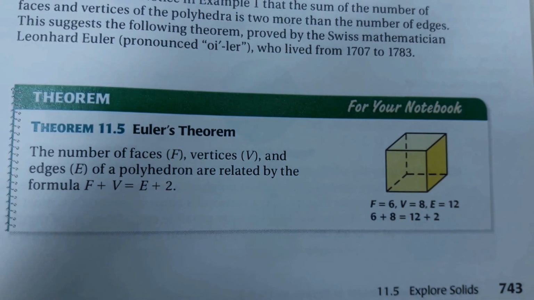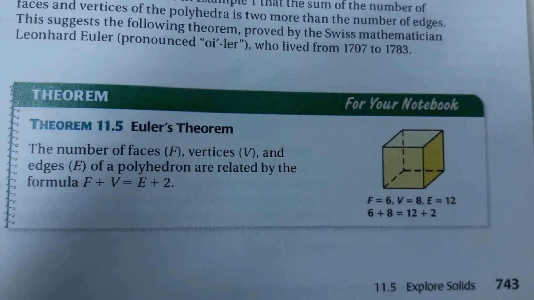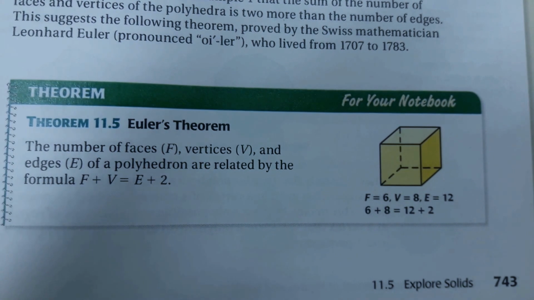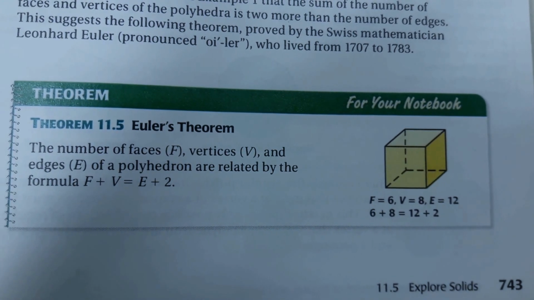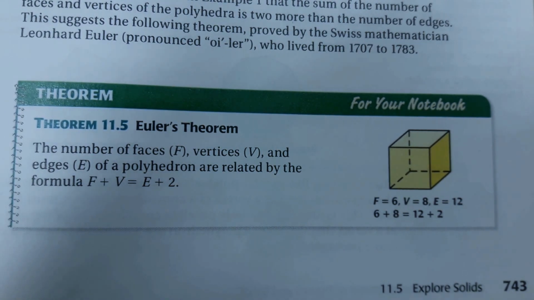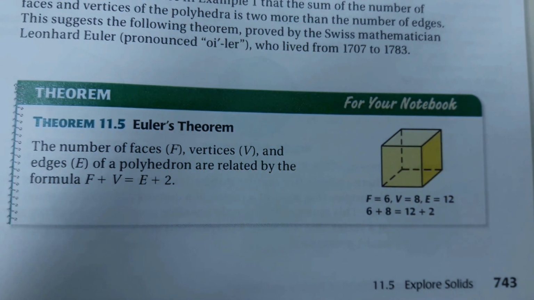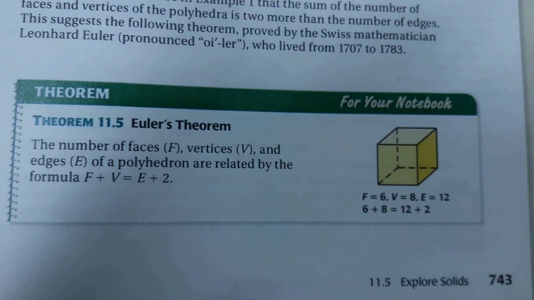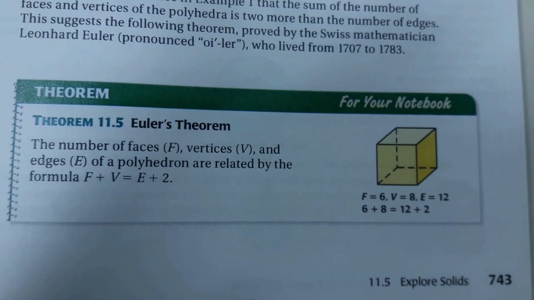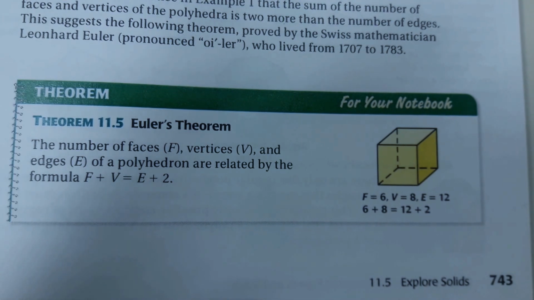Hello, class. Today we will be going over sections 11.5, 11.6, and 11.7 of the chapter review. Before we begin looking at our sections, I want to first go over theorem 11.5, which is Euler's theorem. I want to describe the different things that they're asking in this theorem.